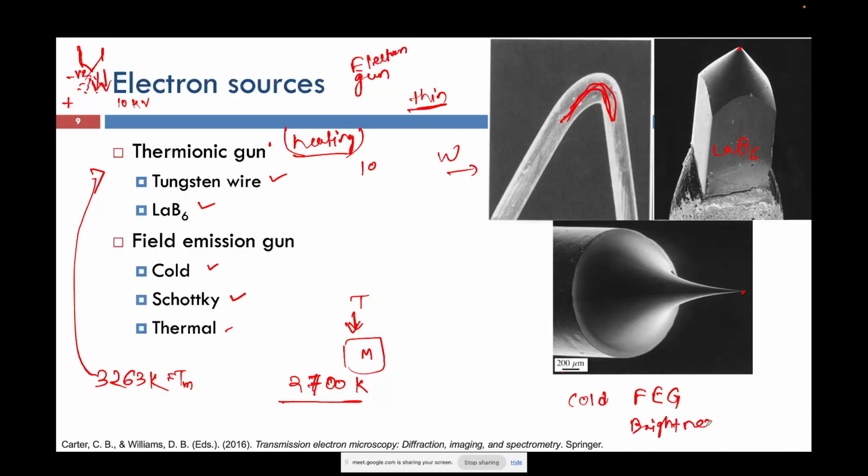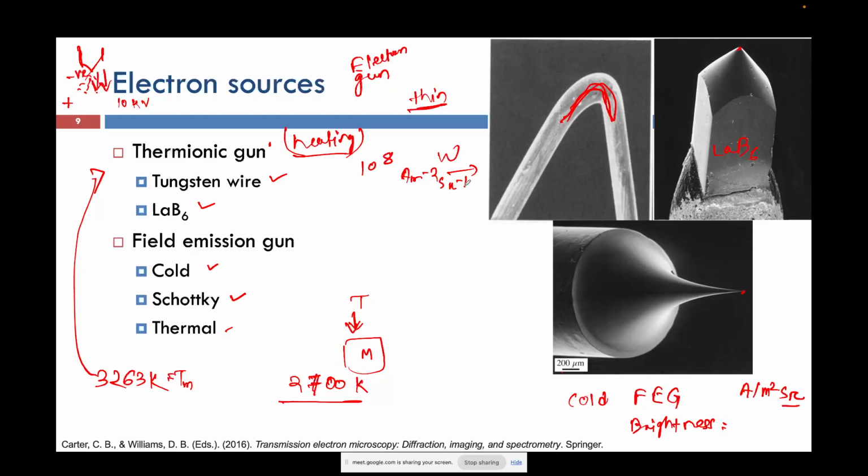Okay, I think I told you about brightness in the first class. Brightness is the electron flux per unit solid angle. Solid angle represents the three-dimensional total angle, and the unit of brightness is ampere per meter square per steradian. This SR is steradian, the unit for solid angle. This tungsten wire will give you brightness in the order of 10 to the power 8 ampere meters minus 2.